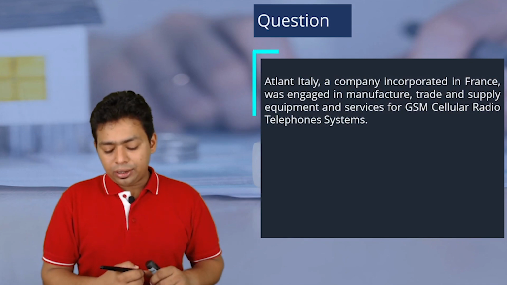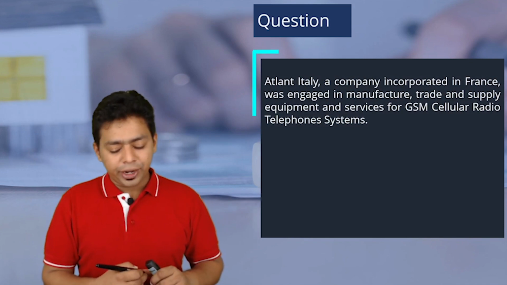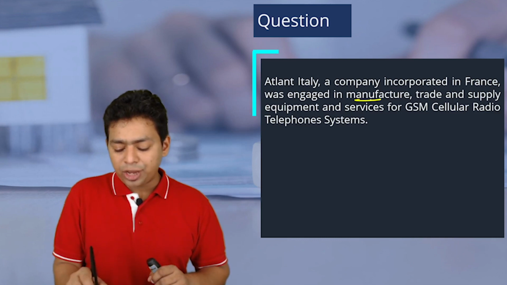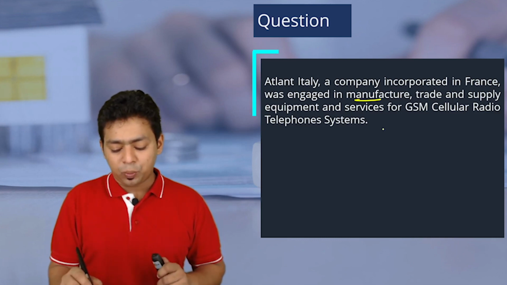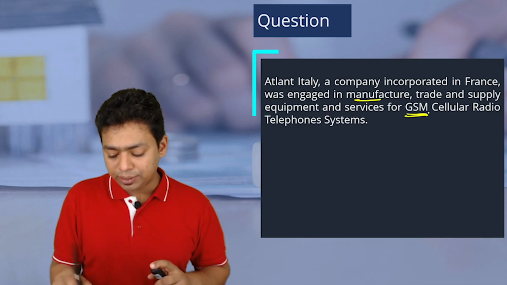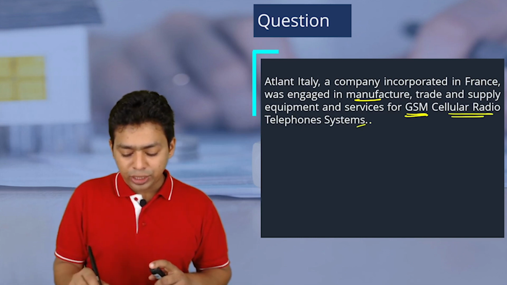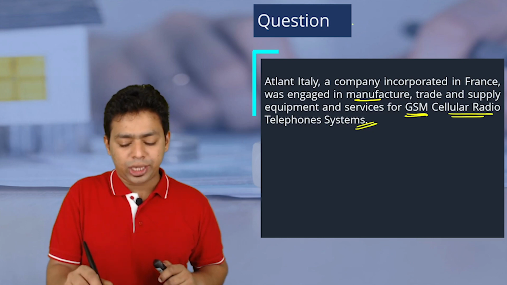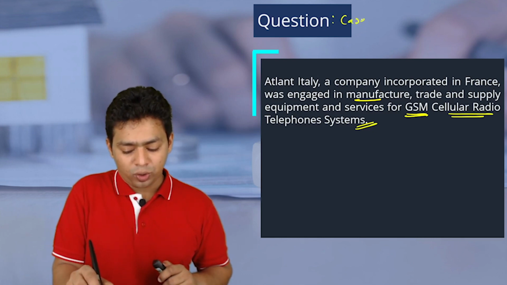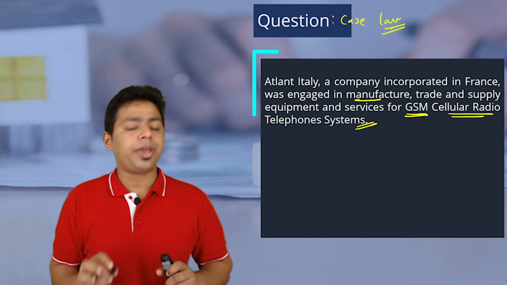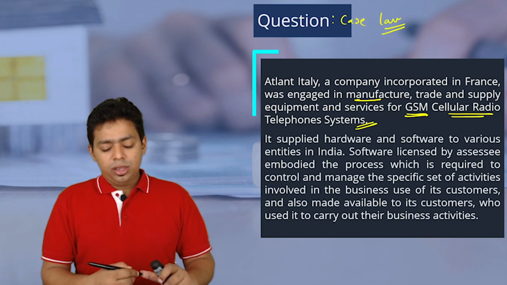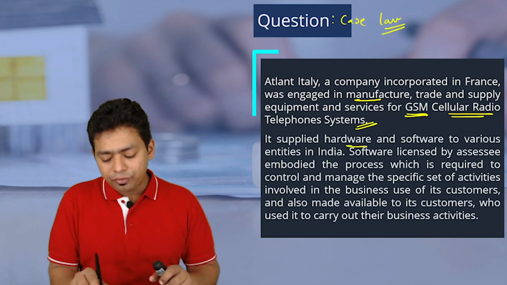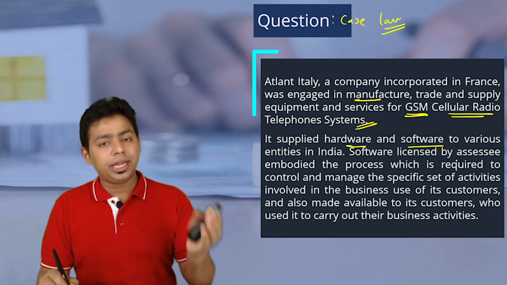Atlant, Italy, a company incorporated in France, was engaged in the manufacture, trade and supply of equipment and services for GSM, cellular, radio, telephone system. So these are very technical phrases, and this is not actually a case question, it's a case law. Okay, we are discussing a case law. It supplied the hardware and software to various entities in India.